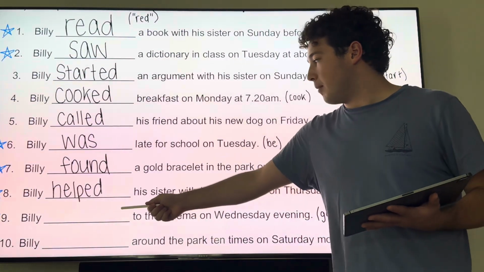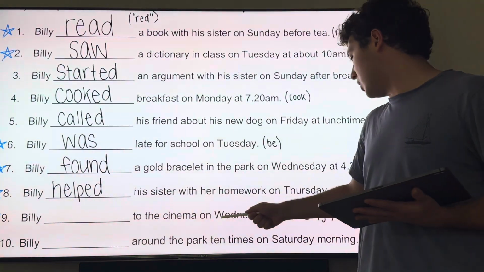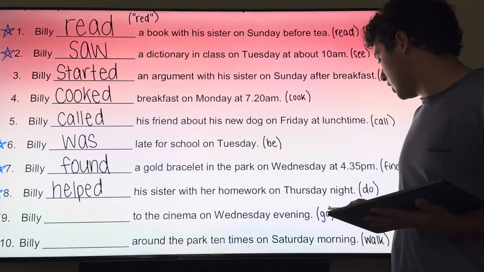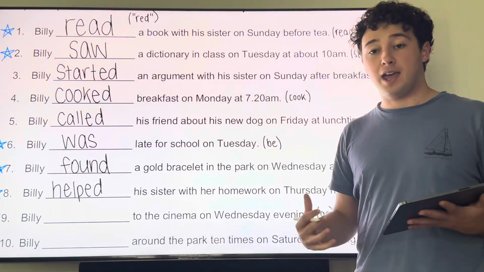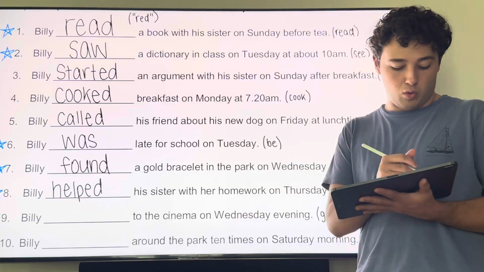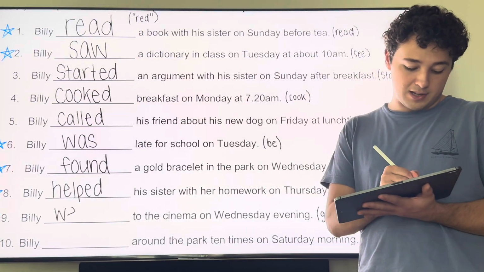Number 9, Billy blank to the cinema on Wednesday evening. They give you the verb go. The past of go in the positive is went.